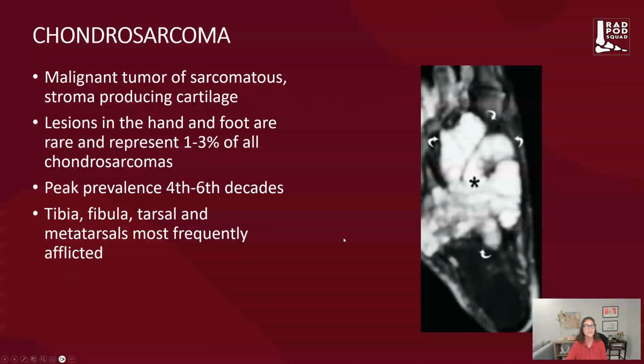Chondrosarcoma, these are malignant tumors of sarcomatous stroma producing cartilage. Lesions in the hand and foot are rare and represent 1 to 3% of all chondrosarcomas. The peak prevalence is in the 4th to 6th decades, and the differential involvement is from the tibia and fibula down to the metatarsals. And here we're seeing on this axial long axis through the region of the midfoot, a lobulated cartilage lesion at the center of this midfoot.